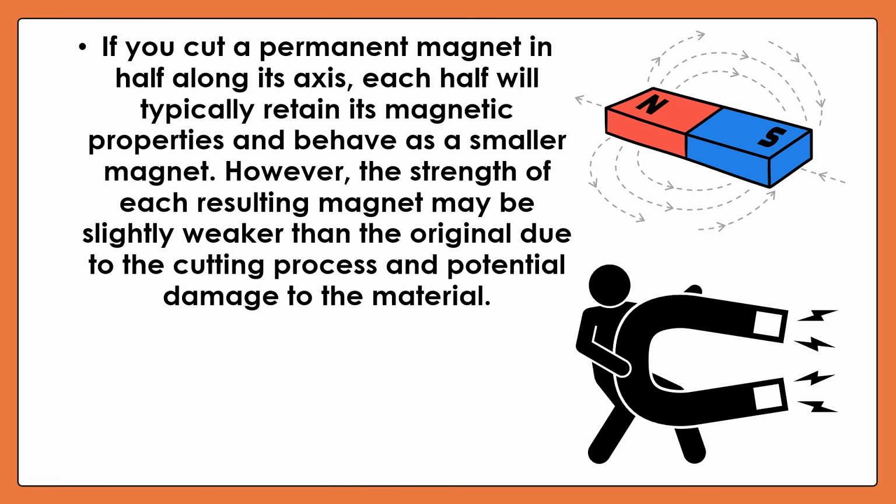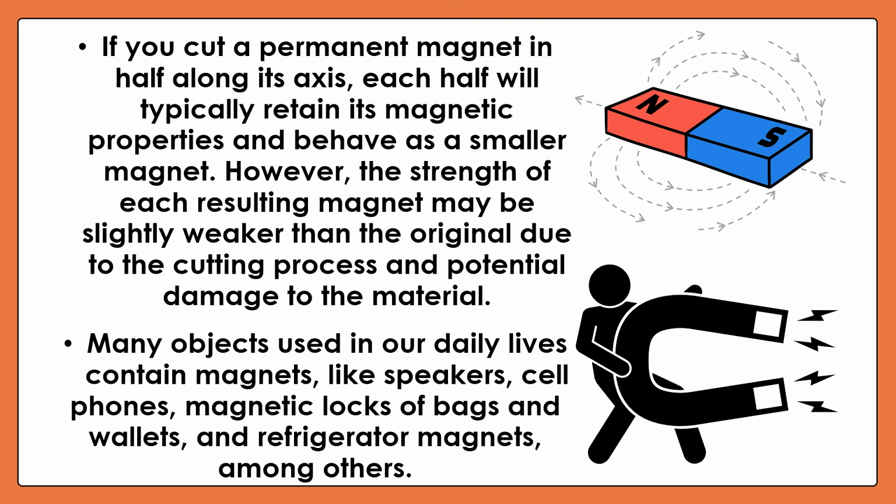If you cut a permanent magnet in half along its axis, each half will typically retain its magnetic properties and behave as a smaller magnet. However, the strength of each resulting magnet may be slightly weaker than the original due to the cutting process and potentially damage to the material. Many objects used in our daily lives contain magnets, like speakers, cell phones, magnetic locks of bags and wallets, and refrigerator magnets, among others.